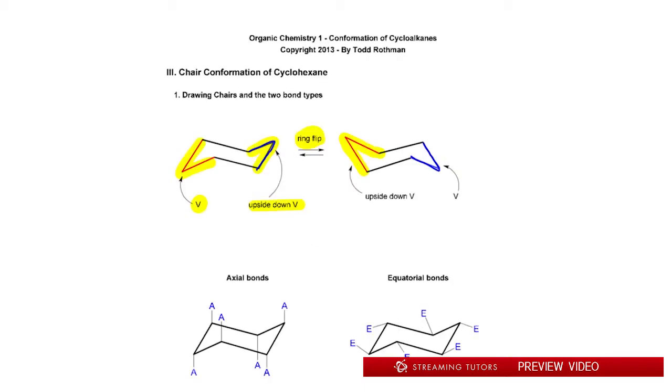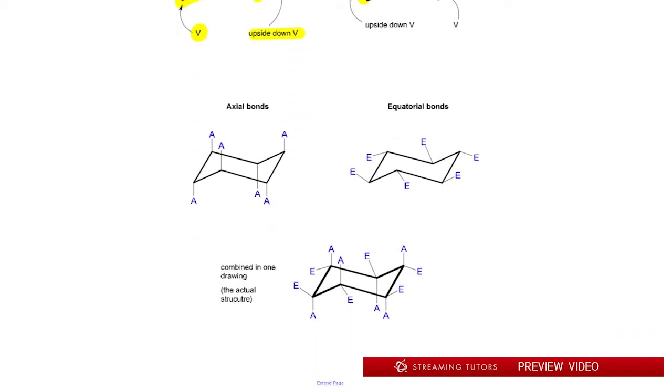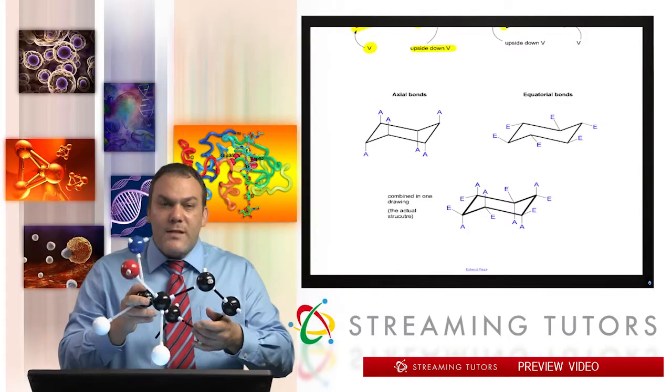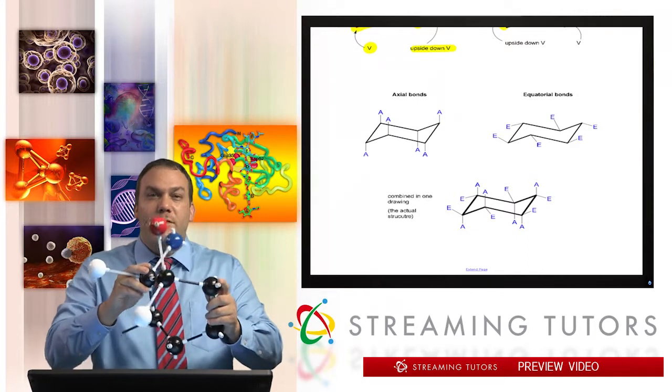That's how you draw this out, and what you're looking for, if it's already drawn out, is the V and the upside down V. Remember I mentioned in the previous video that because the molecule is three-dimensional, there are two different types of bonds that we're going to see. It's not going to be the exact same bond. So let's take a look at this molecule for a moment.